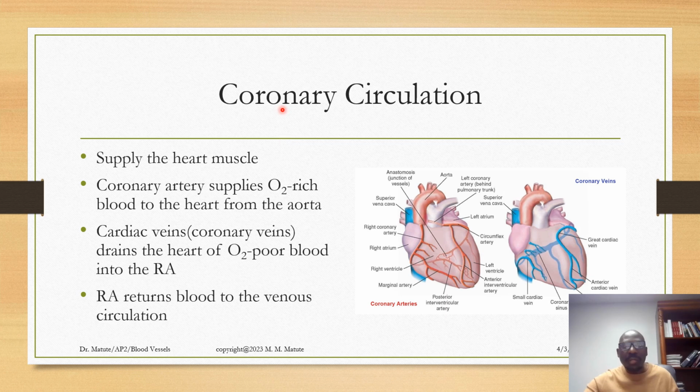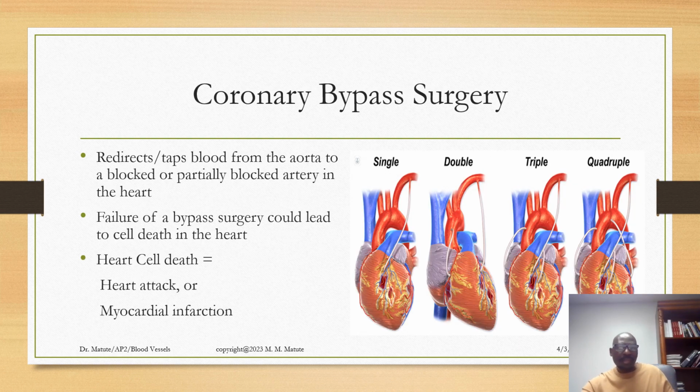So every time you hear coronary, we are talking about the heart. There are two main vessels. We'll have the coronary arteries right here, and we'll have the coronary vein right here. The coronary arteries circulate oxygen-rich blood, while the coronary veins, sometimes called cardiac veins, scoop up oxygen-poor blood and return that to the venous circulation.